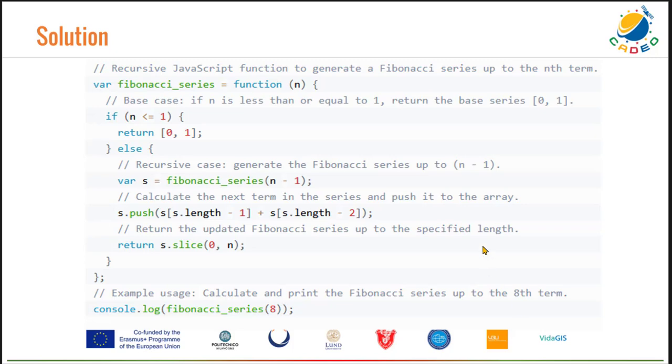This is the function that generates a Fibonacci series up to n terms. As you can see, we have the function keyword, the function name, and function parameters. Inside the function body, we have the code to generate the Fibonacci numbers.